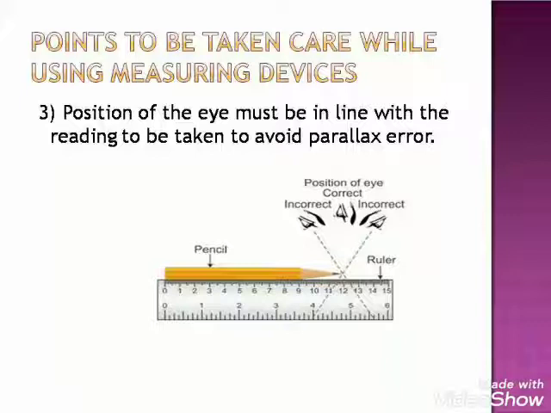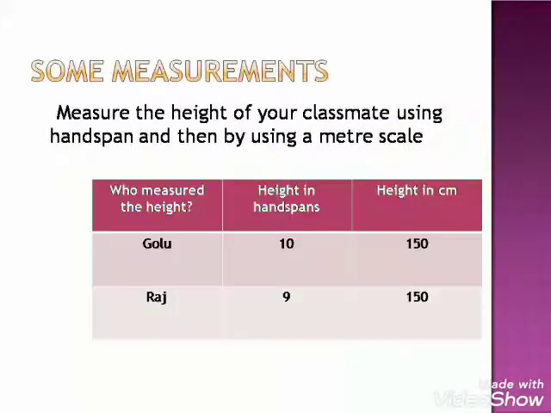Measure the height of your classmate using handspan and then by using a meter scale. Ask your classmate to stand with his back against a wall. Make a mark on the wall exactly above his head. Now we are going to measure the distance from the floor to this mark on the wall with handspan and then with a meter scale.